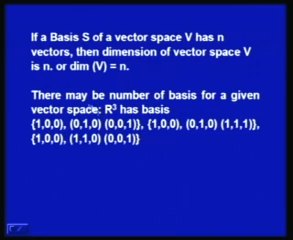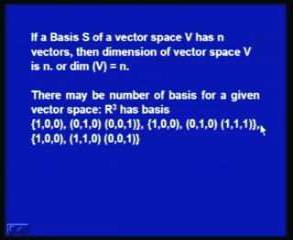Therefore, there may be a number of bases for a given vector space. For R3, we have 1 0 0, 0 1 0, 0 0 1 as a basis. We can have another basis 1 0 0, 0 1 0, 1 1 1, which is also a basis for R3. 1 0 0, 1 1 0, 0 0 1 is also a basis for R3. So there may be a number of bases for a given vector space R3, but the number of vectors in each basis is fixed. This basis has 3 vectors, this basis also has 3 vectors, this basis also has 3 vectors, so we say R3 has dimension 3.